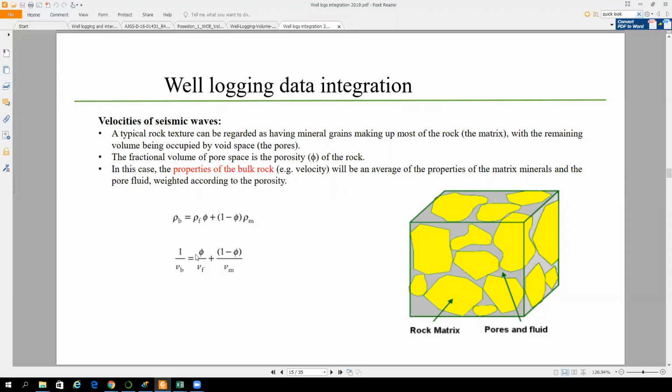And the porosity is also part of the equation. The same thing for density. So the bulk density, which we can record from the rock, is a function of the density of the fluid and the density of the matrix of the rock.